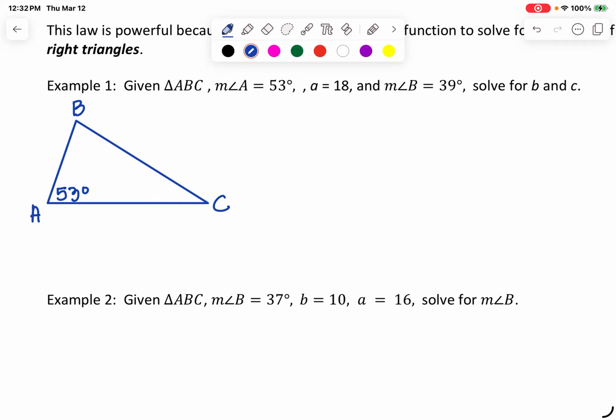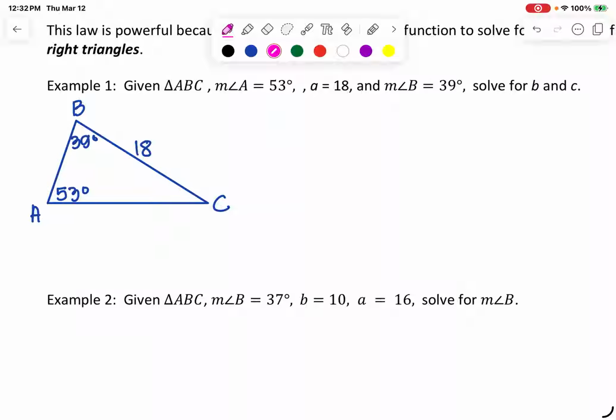Side A is 18, so you're going to go opposite of angle A and label that side 18. Angle B is 39 degrees. And then it says solve for B and C. So one at a time, right? Okay, so first off, we have to decide which law we're using.